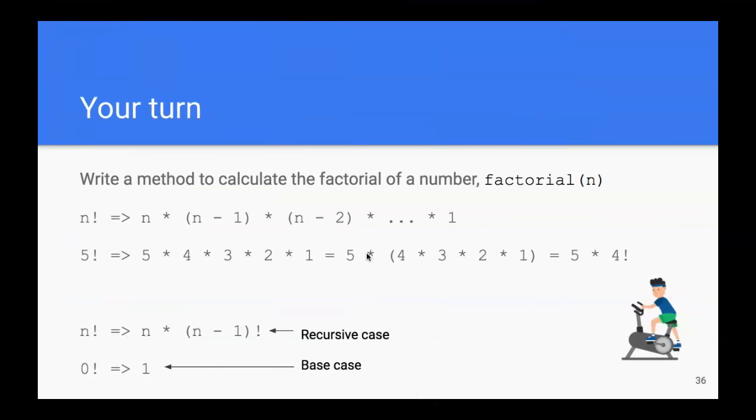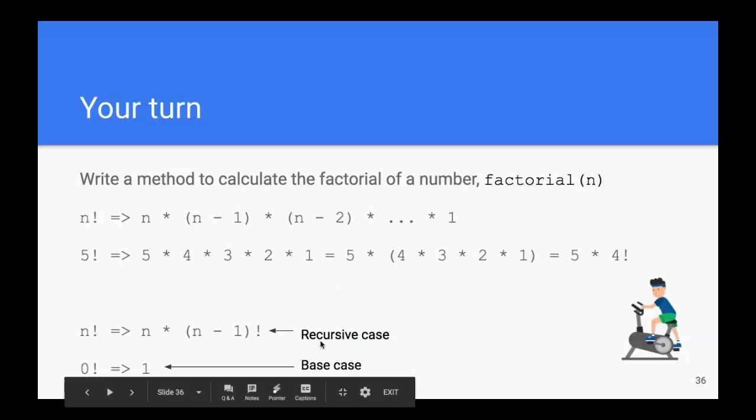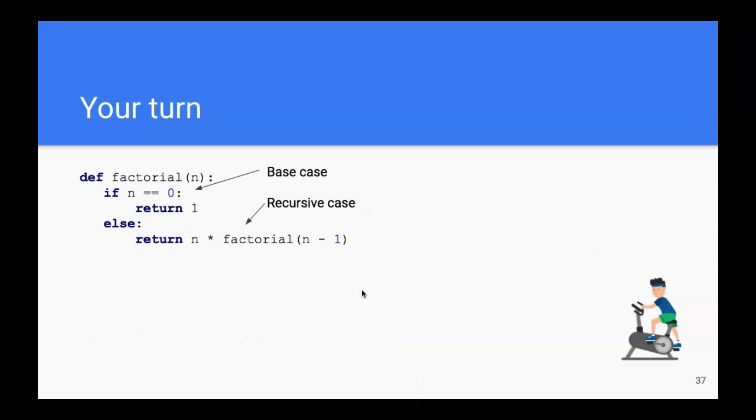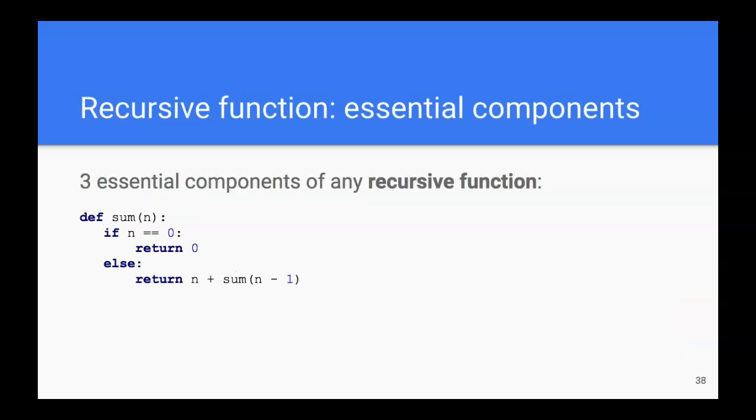Now, I just want to point out, I haven't introduced the formal terminology yet, but we've kind of said this many times. This is really the recursive case, whereas 0 factorial is the base case, right? And we can generally identify very easily in a recursive function what the base case is and what the recursive case is.